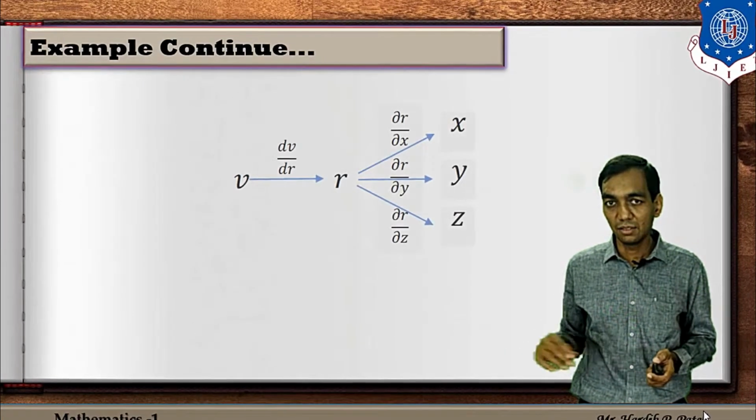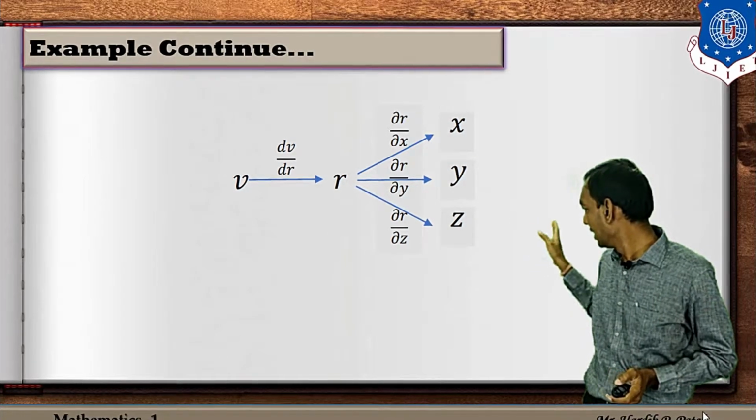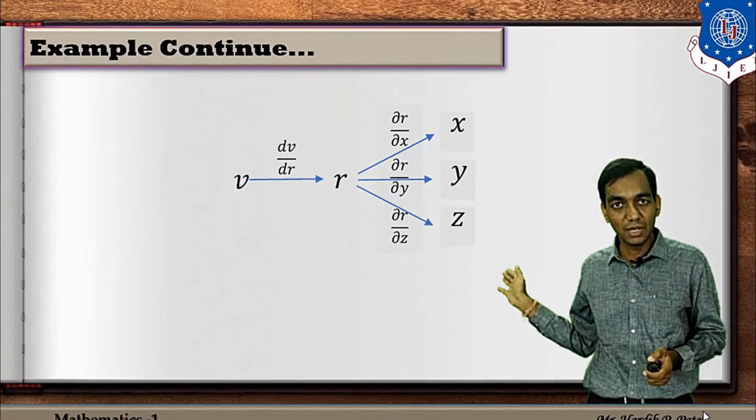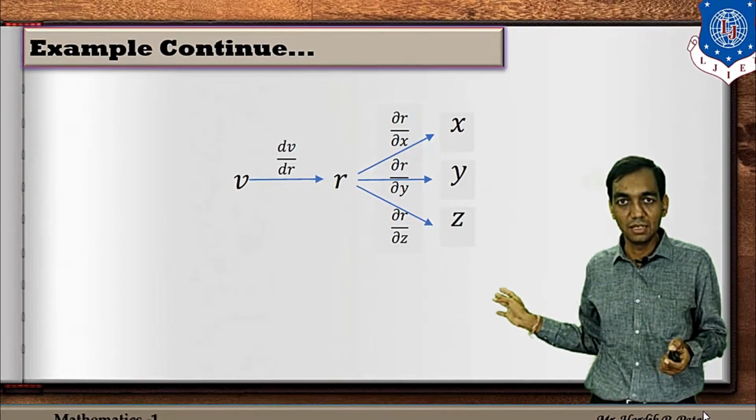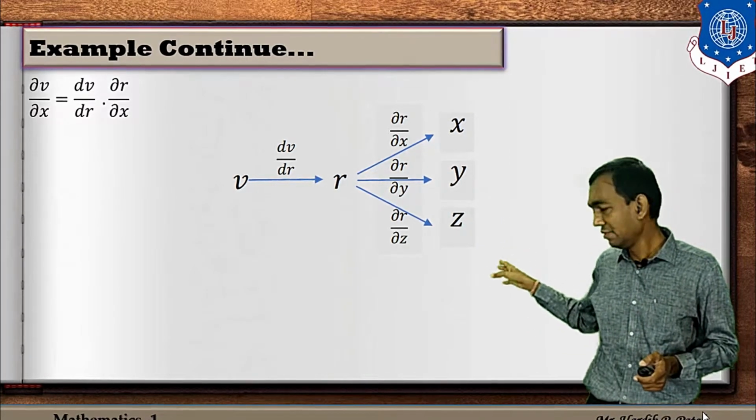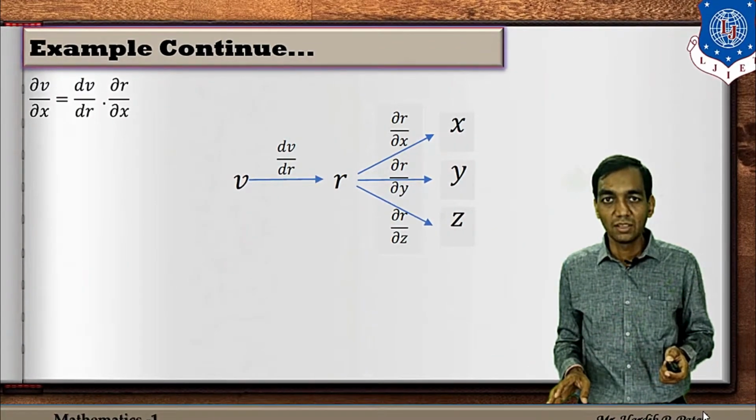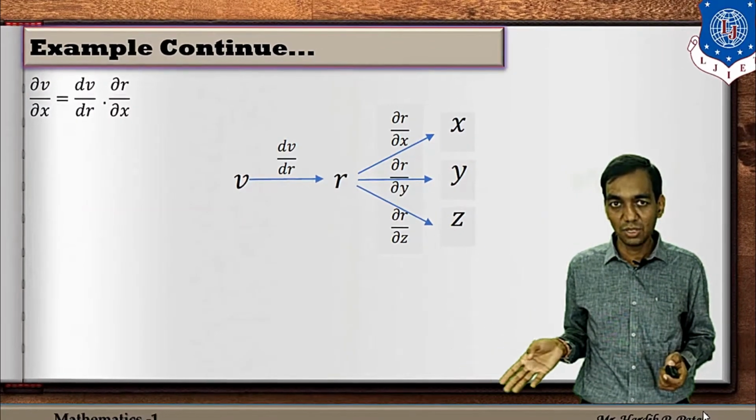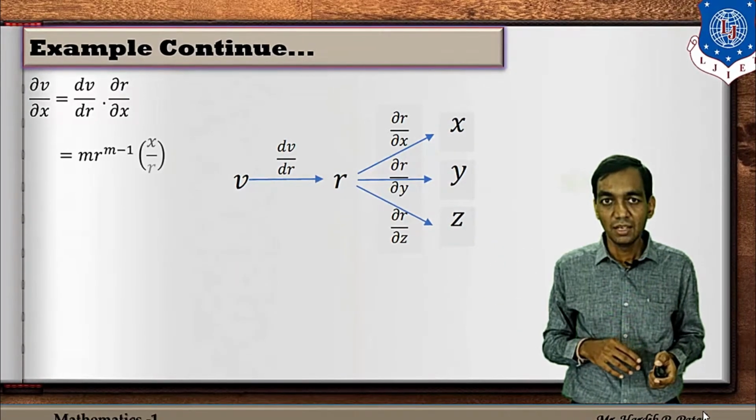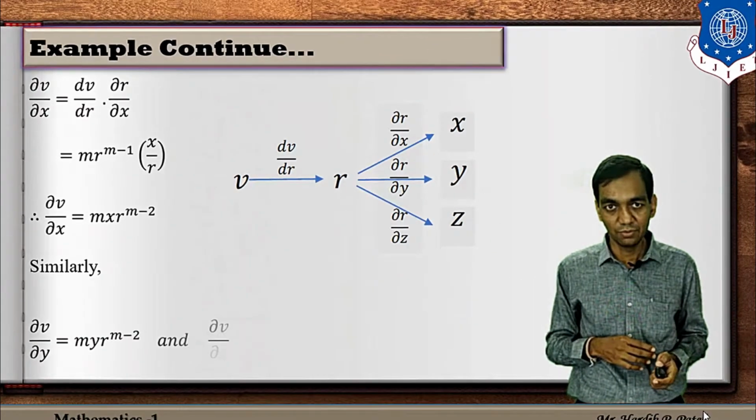Now we are going to apply the chain rule. Here v is a function of r and r is a function of x, y, z. Correct? So if you are finding ∂v/∂x, then it will be dv/dr into ∂r/∂x. Now v is nothing but r raised to m. So dv/dr is m into r raised to m minus 1. And ∂r/∂x is x upon r, that we have already found out.